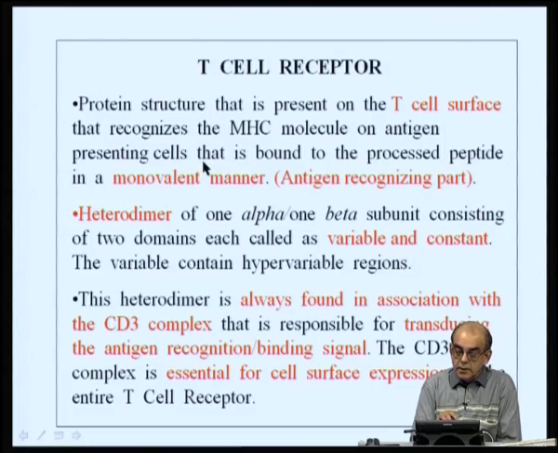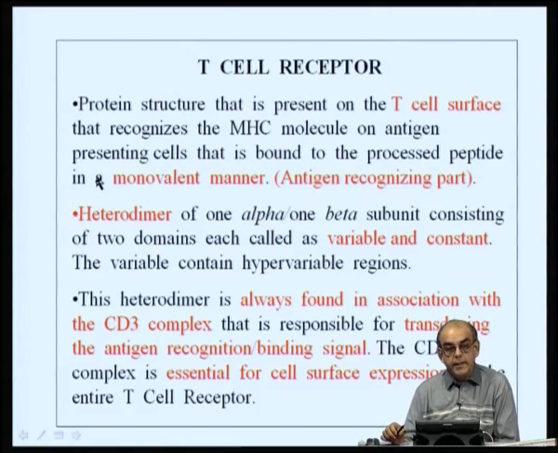So, these MHC class 1 molecules are bound to the processed peptide in a monovalent manner. So, the antigen recognizing part of the T cell receptor is recognizing the antigen in a monovalent manner.